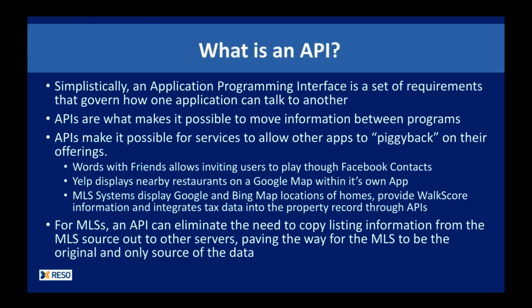For an MLS specifically, an API can eliminate the need to copy listing data from the MLS source out to other servers. This is really paving the way for the MLS to be the original and only source of the data and allow for other product vendors to utilize MLS data without having to copy the MLS data set.